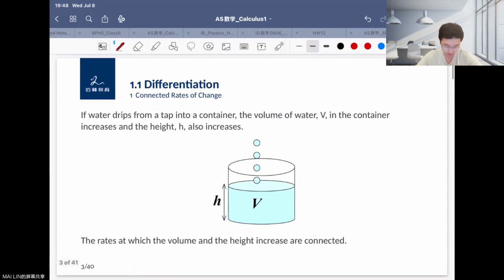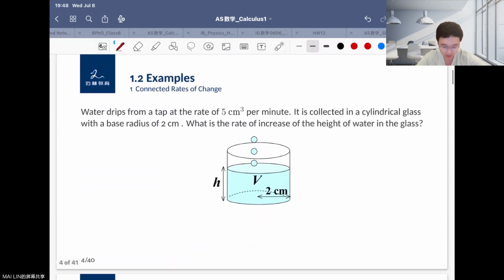Here you can see that water drips from a tap into a container, and the volume of water V in the container increases and the height h also increases. So the problem is, can you calculate how the rate at which the volume and the height increase are connected, or find the exact rate of that? Okay, so here is an example.